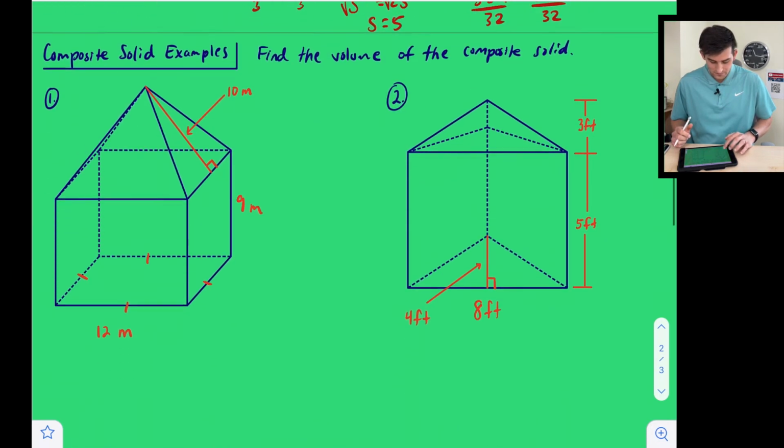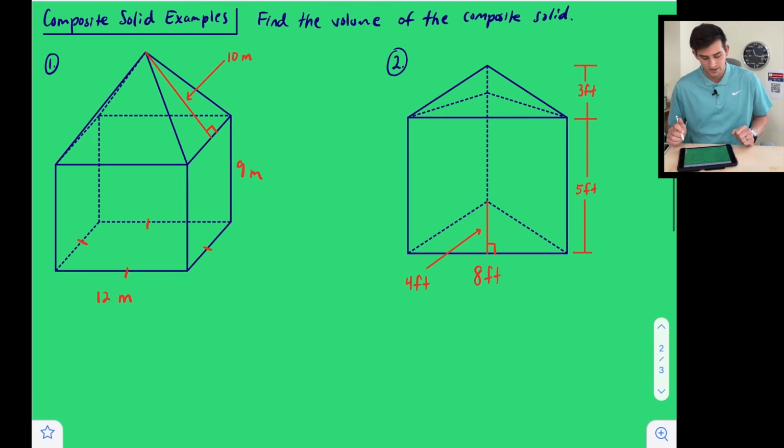Okay. So now for our composite solid examples, we're going to find the volume of our composite solid. We've done a previous video on composite solids, so I'll link that in the cards right now. But we're going to look at two examples that specifically deal with pyramids.